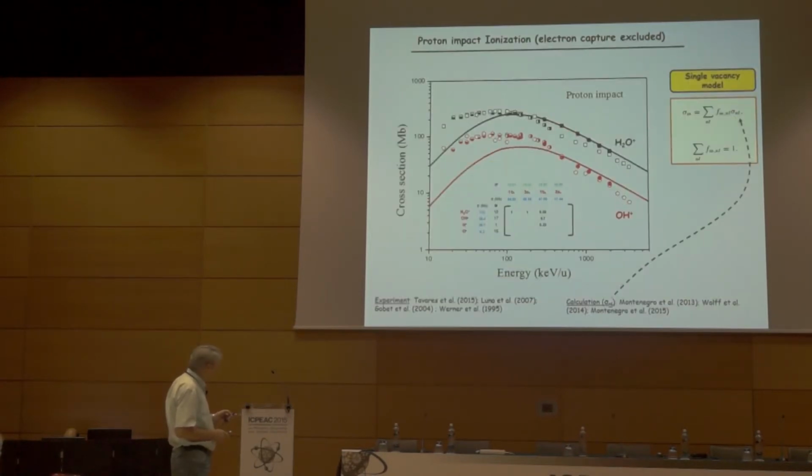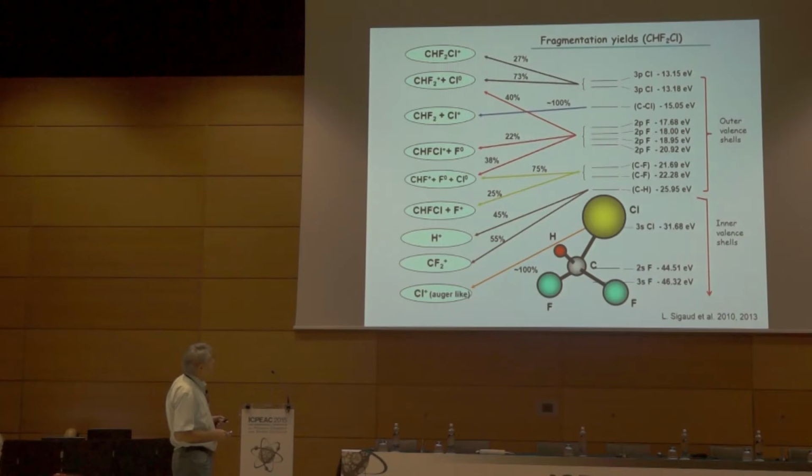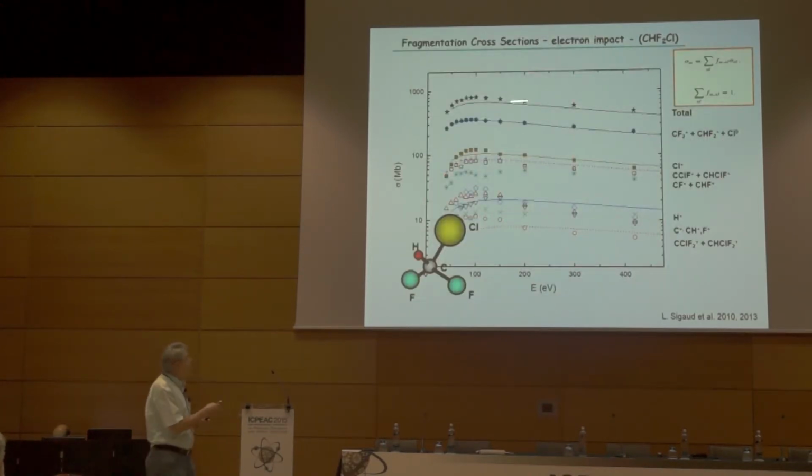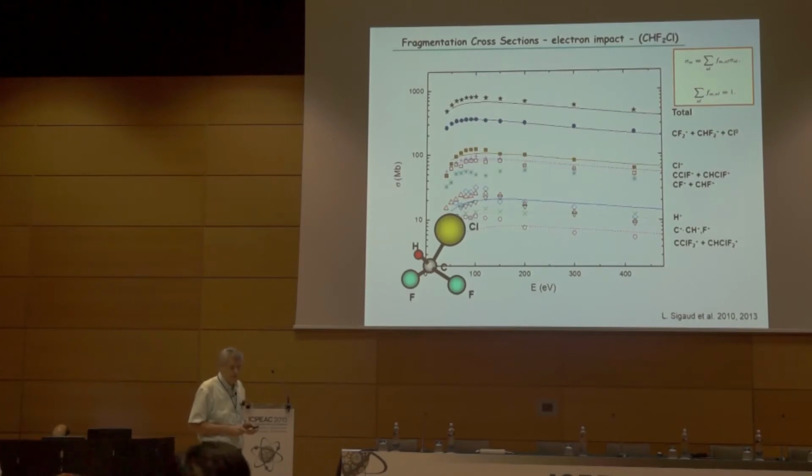Okay, let's go to another more complicated case. I apply the same methodology, I will not repeat it. So it gets more fragments. You have more orbitals, so you have more elements in the fragmentation matrix. But if you do the same thing, the same methodology, you get a good reproduction of all or most of the fragments.